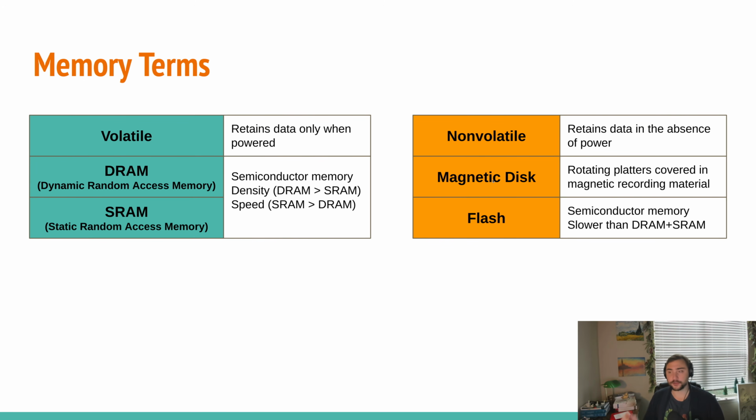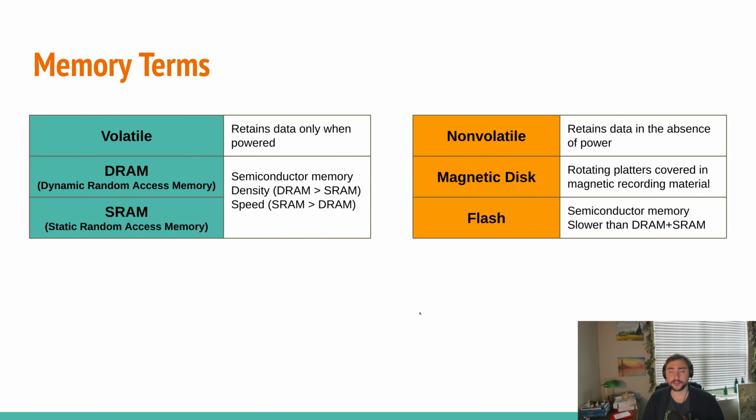So these contain rotating platters covered in magnetic recording material that spin round and round incredibly quickly, and there's a little head that reads the data off of these spinning platters. So these tend to be fairly cheap, but they also tend to be a lot slower, right? We have physical moving parts now. And then below here we have flash memory. So this again is semiconductor memory, but it tends to be slower than our DRAM and SRAM. So we're making a design trade-off here of capacity and being non-volatile compared to being much faster.